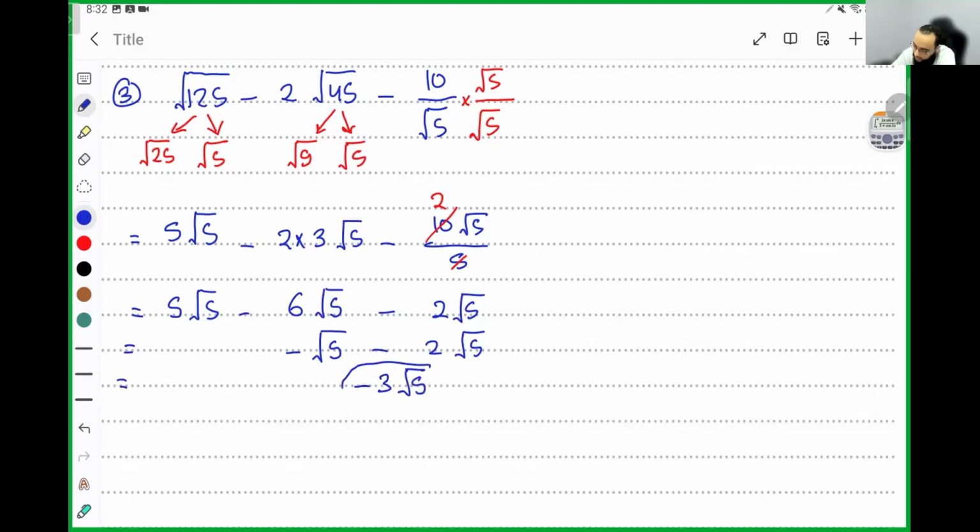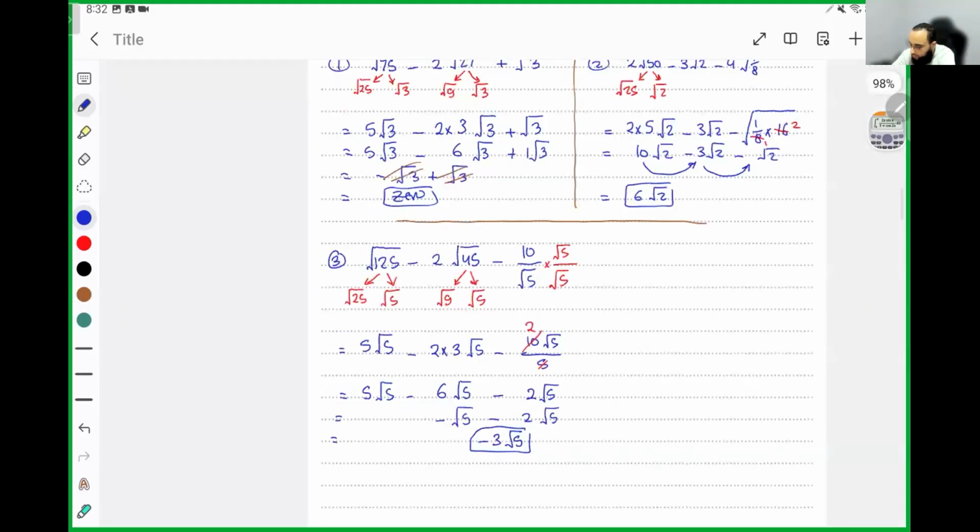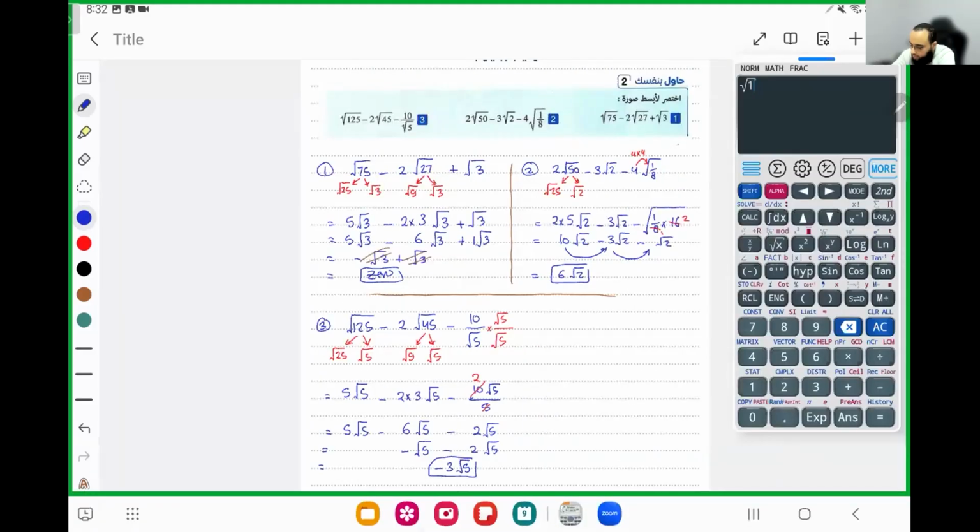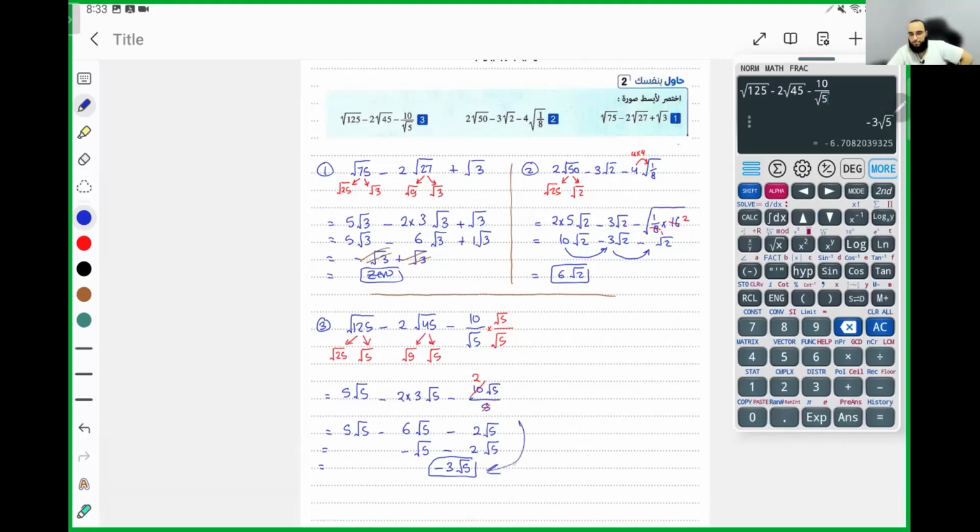Let's check the calculator. It's root 125 minus 2 root 45 minus 10 over root 5. Negative 3 root 5. We are correct. Any problem? No. What's the question, Nurhay?